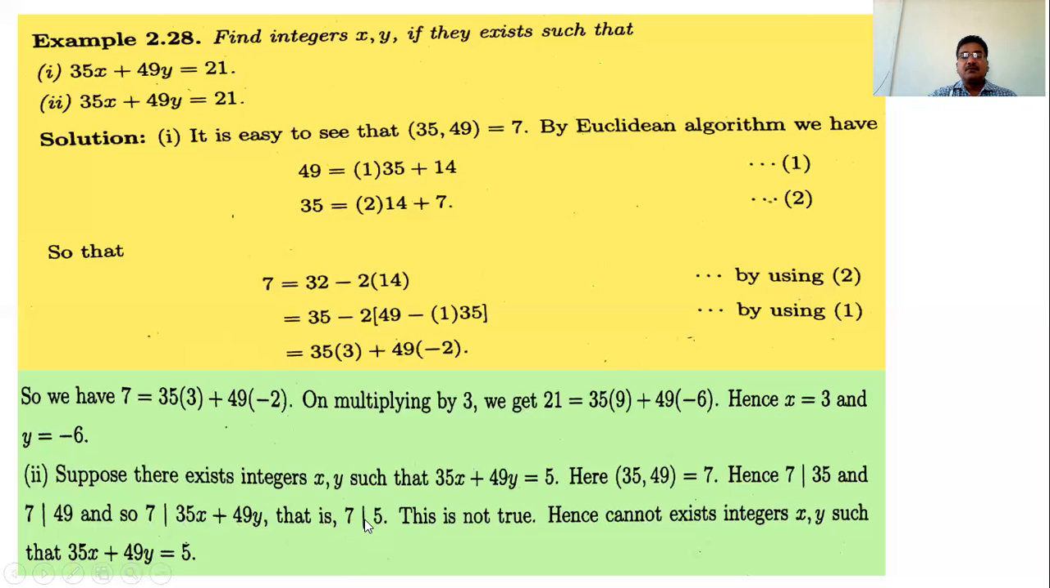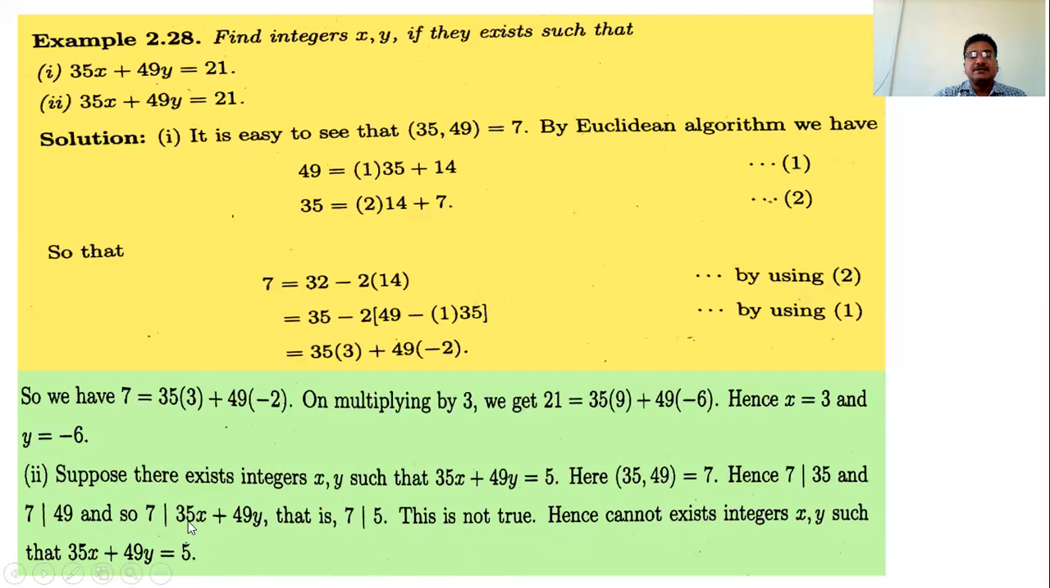This is not true. Because we know that a larger number does not divide a smaller number. 7 divides 7, 7 divides 14, 7 does not divide 5, because we cannot write 5 as 7 into some integer. And this is not true. And hence there cannot exist such x and y such that 35x plus 49y is equal to 5. We cannot express 5 in this form because of this. That is, 7 divides 35 because 7 is the greatest common divisor, 7 divides both 35 as well as 49. And therefore 7 divides 35 into x plus 49 into y by using the property of divisibility.